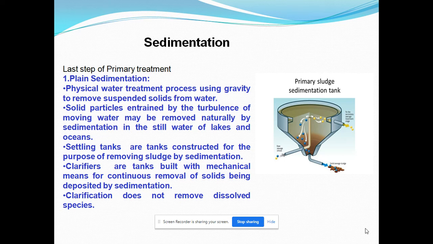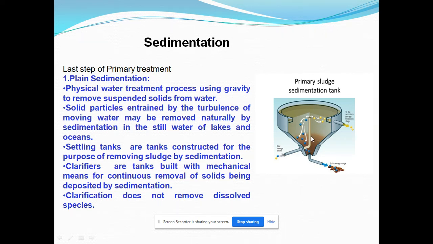This is physical treatment where gravity is used to remove suspended solids from wastewater. Suspended solids that have a specific gravity similar to water remain suspended, and heavier particles may settle down. Solid particles entrained by the turbulence of moving water may be removed naturally by sedimentation in the still water of lakes and ocean. Settling tanks are tanks constructed for the purpose of removing sludge by sedimentation.